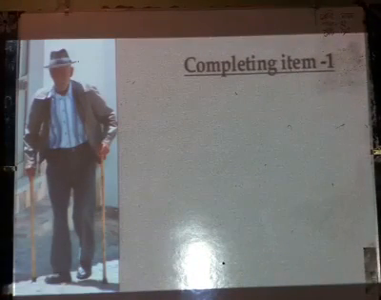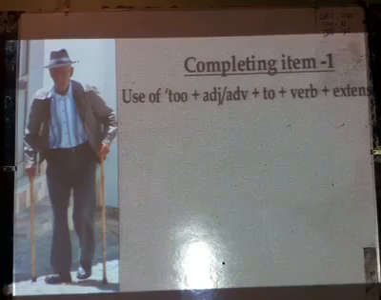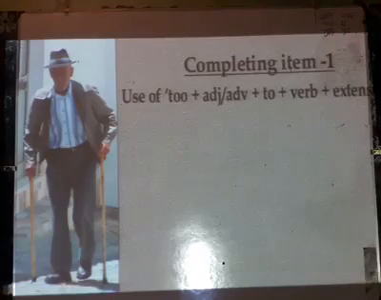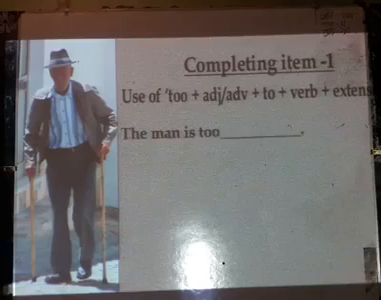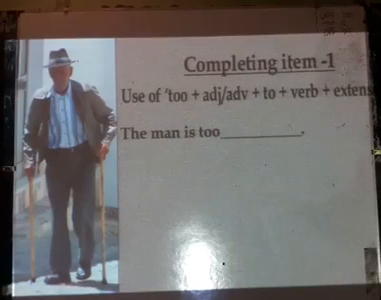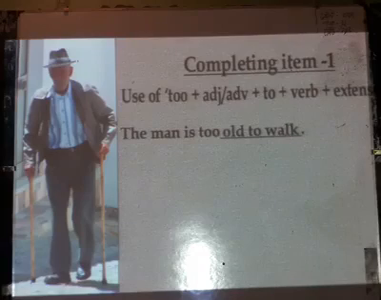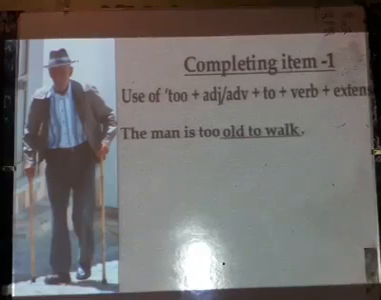Completing item 1. Use of too plus adjective or adverb plus to plus verb plus extension. The man is too, then gap. The man is too old to work. So, dear student, by these rules, when you complete a sentence, you have to use an adjective or adverb after too. Then you have to use to plus verb 1. Okay?